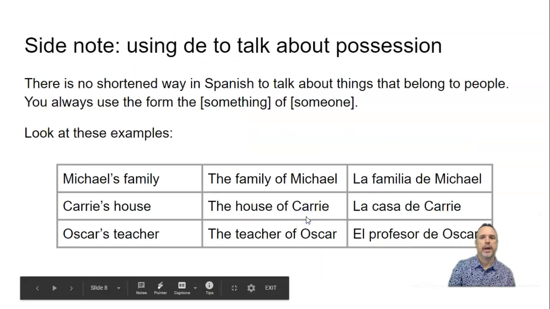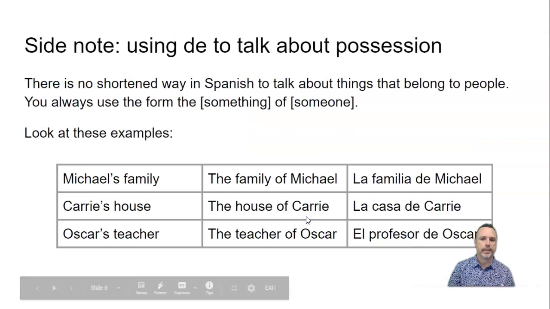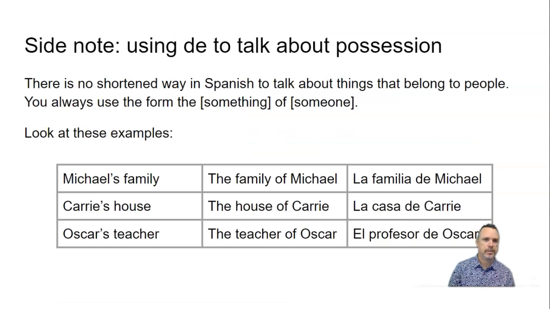Now, if we move along, one thing I just want to mention quickly is using the de, the de, to talk about possession. So in Spanish, there's no shortened way to talk about things that belong to people. So you always use the form the something of someone. So what does that mean? Okay, I've got some examples here.